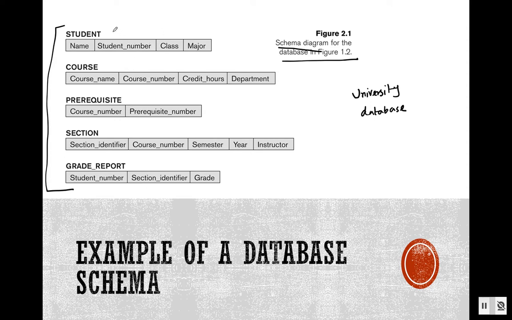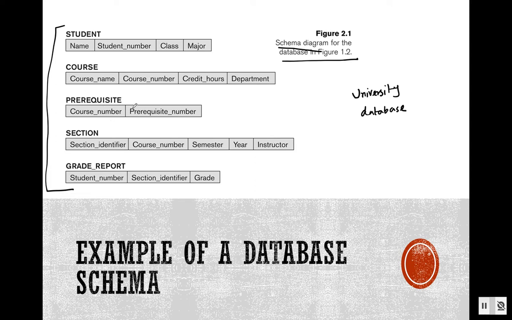This schema is saying that we are storing the information of students. Each student has the following attributes: name, student number, class, major. It also gives the data type of each attribute. For example, name will be a string type. Student number is a numeric type. Class could be a numeric type like 1, 2, 3. Major could be a string type, for example CSE, electrical, like that. The database also has course information, and each course has the following attributes.